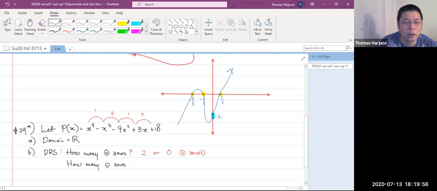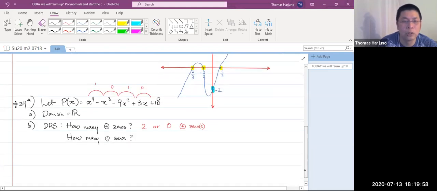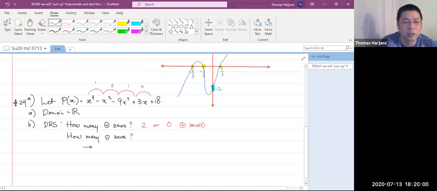Now, to find the number of negative zeros, I need to first see P of negative x. When we replace x by negative x, we are basically reflecting with respect to the y-axis. And then you repeat the procedure we did earlier, where we want to see how many times the sign changes, the number of variations of signs.